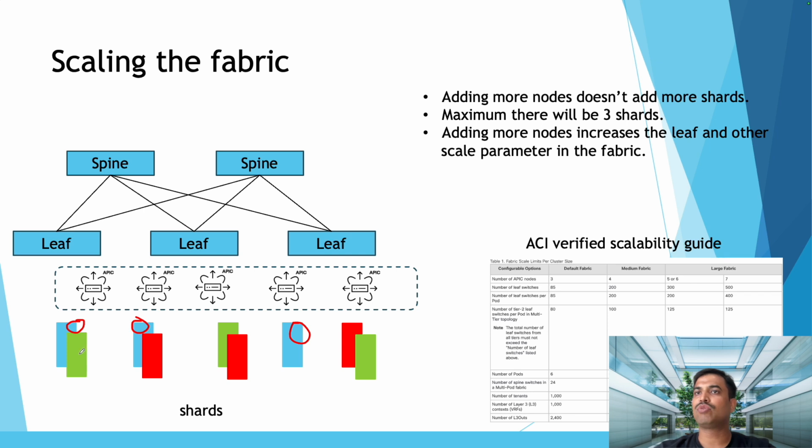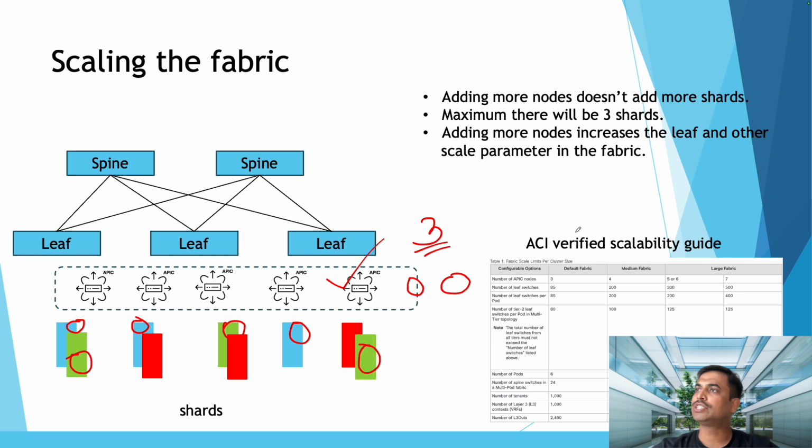Similarly, the green shard 1 is here, another is here, and the third one is on APIC 5. So we have exactly 3 copies of the green shard available, even though the total number of nodes in the cluster is 5. Similarly, even if you have another APIC here and another APIC here, that will not increase the number of shards in the cluster. It will always be exactly 3.